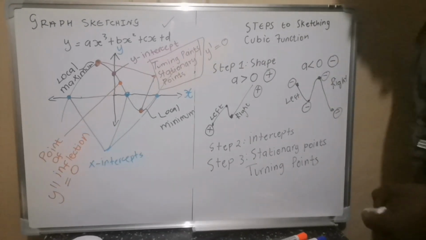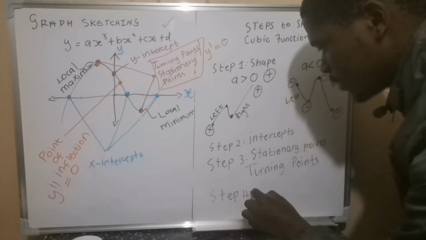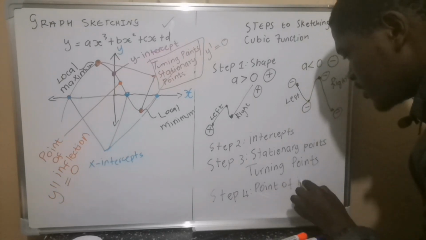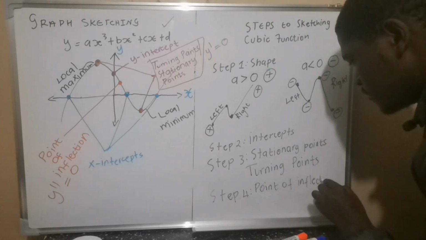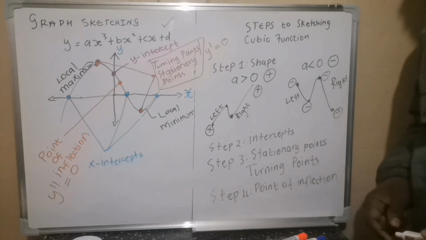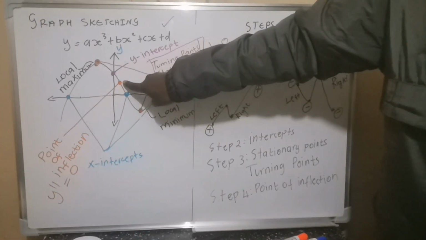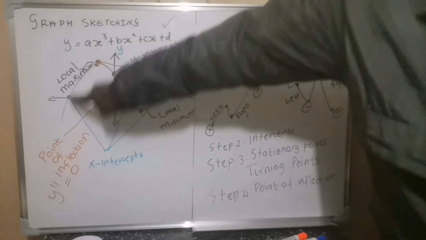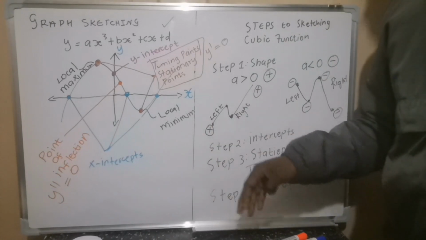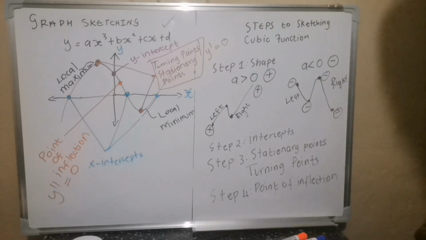Then the last step is step number 4, where we talk about the point of inflection. Point of inflection is where the graph goes from concave up to concave down or vice versa. This is our point of inflection. Our graph goes from concave down to concave up. We're going to talk about that at a later stage. That's where we interpret the graph. Let us do a few examples.